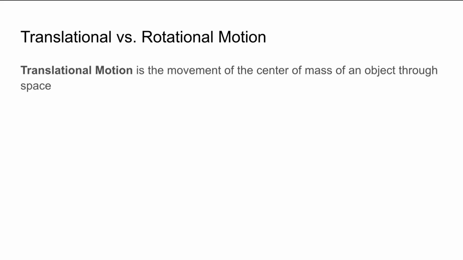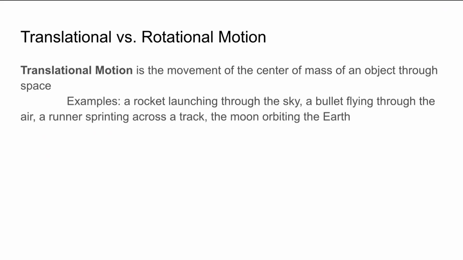Up to this point, we've only been talking about movement that we would categorize as translational motion, meaning that the center of mass of an object is moving through space. So examples of this type of motion would be something like a rocket launching through the sky, right?